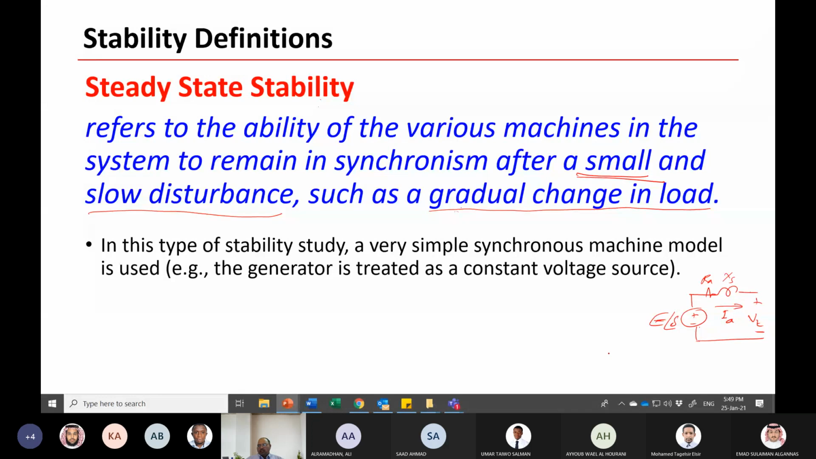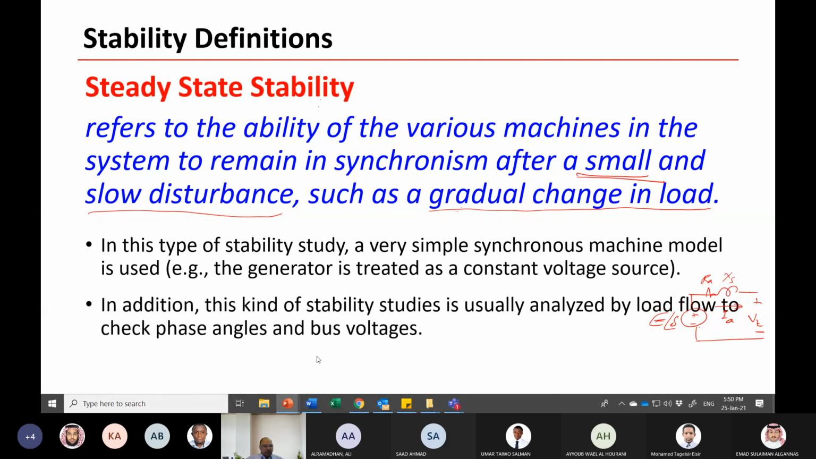Definitely this is not the case if we have a big disturbance. We cannot simulate the system as such. We have to have some differential equations, and the representation will be discussed in detail later on at certain parts of this course. So this is the simple representation of a synchronous machine if you have a gradual change in the load.